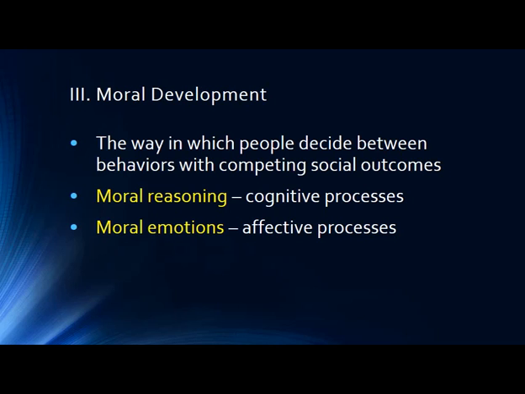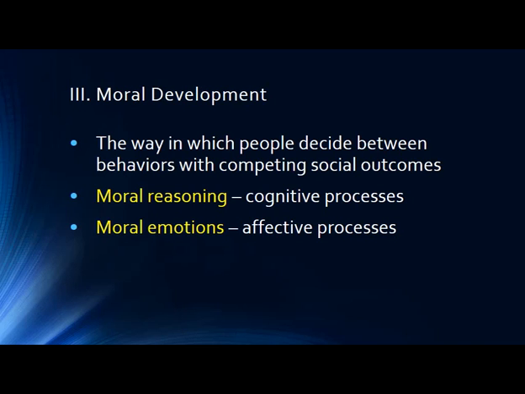We talk about moral reasoning. This is a cognitive process. How do they reason through the problem? And of course we have moral emotions, which are more affective or emotional processes. So these moral dilemmas will have an emotional component, but the level of moral reasoning is related to the cognitive processes involved in talking your way through the specific reason for coming up with the answer to a moral dilemma.